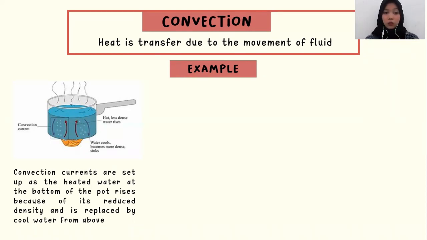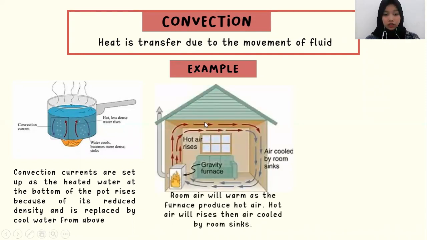So that is the boiled water. The second example is about the gravity furnace or room heater. So the room air will warm as the furnace produces hot air. The hot air will rise, then the air is cooled by the room. So it's the same as the previous example. The hot air will rise up while the cooled air will sink down, and it will move regularly.